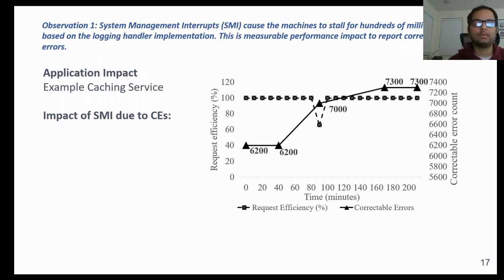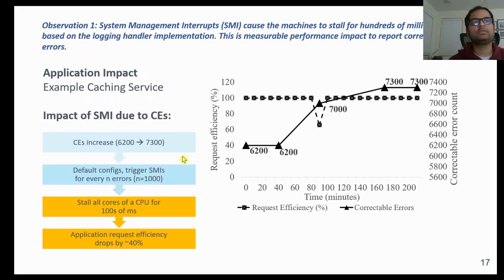So let's walk through the different steps that happen when a machine encounters thousands of correctable errors. In this case, we see that the correctable errors increase from 6200 to 7300. The machine under consideration here is configured to use system management interrupt. Because of the default configurations seen in most x86 machines, this results in a trigger of SMIs for every n errors. In our example, n is equal to 1000. As a result, and based on our previous understanding that SMIs can cause a stall of all the cores, this increase in the number of errors results in stalls of all the cores of a CPU for hundreds of milliseconds.